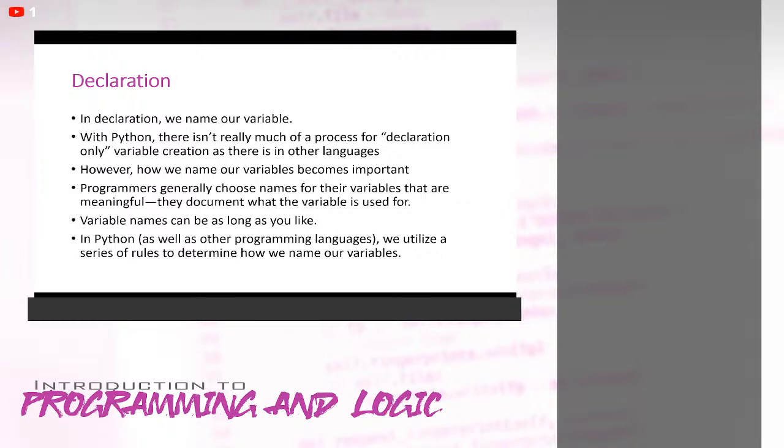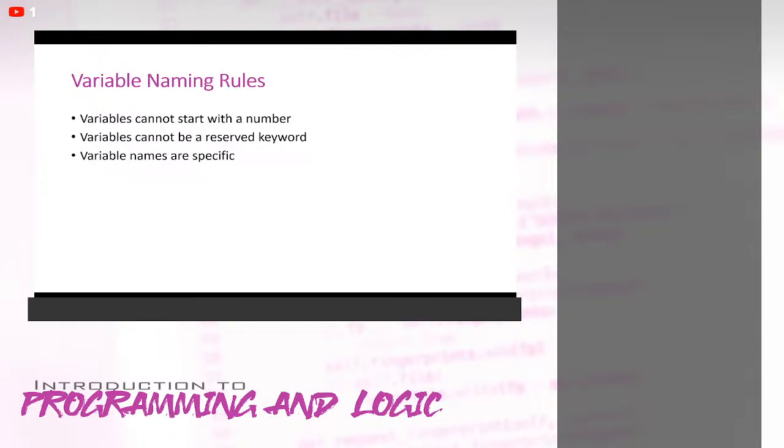So we want them to be relatively short and descriptive as we're looking at creating variable names. Now, there are some rules that we have to follow as we're creating variable names. Otherwise, we're going to have issues caused for us. And these are our general variable naming rules here.